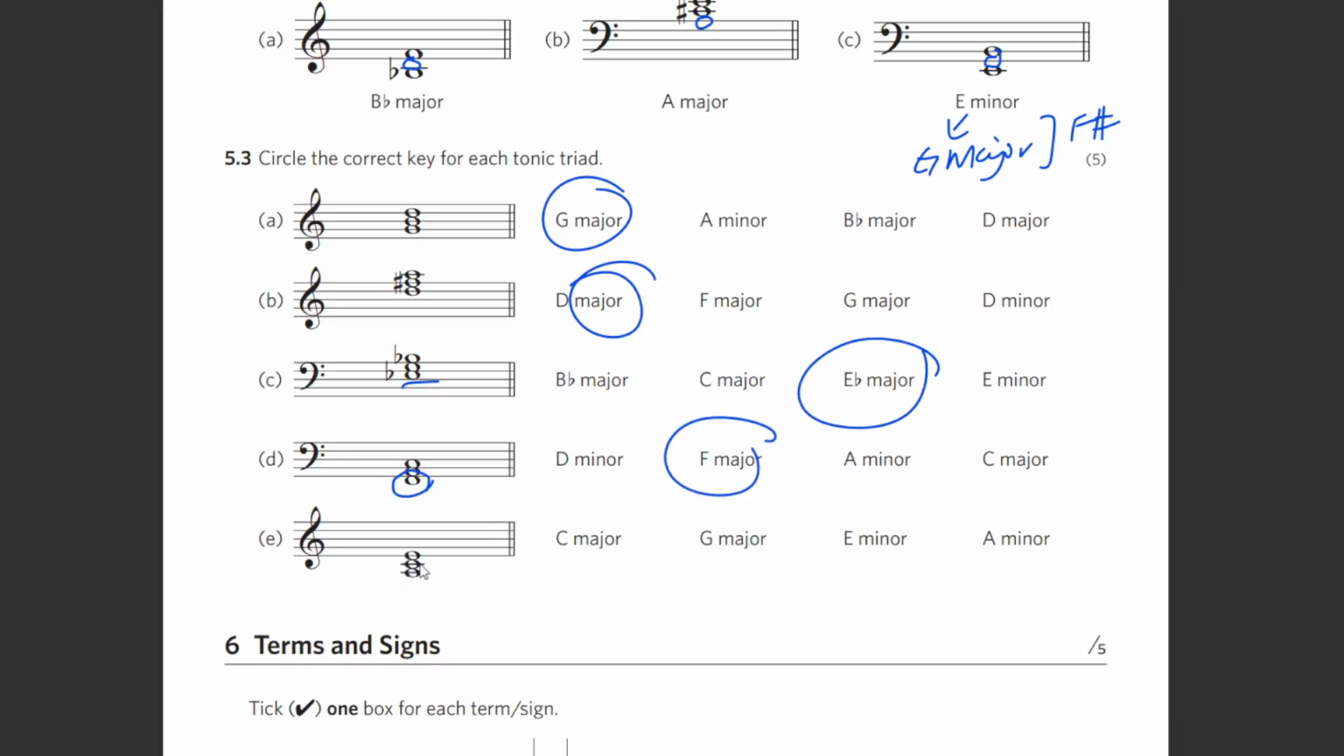This is A, C, E, so it's A minor, okay? If it's A major, you need a C sharp, okay? But if it's A minor, it's just A, C, E. So this is the tonic triad for A minor.